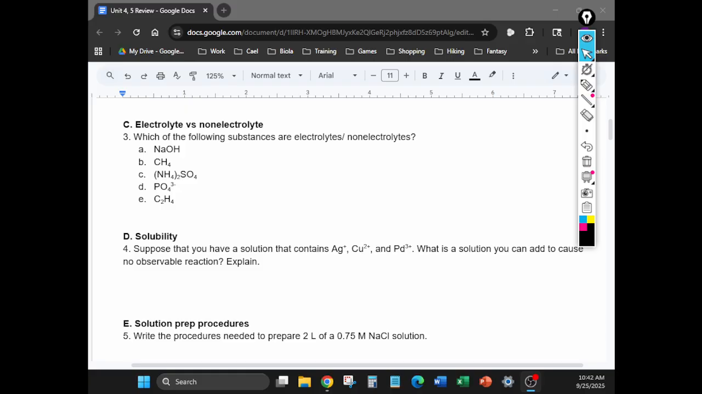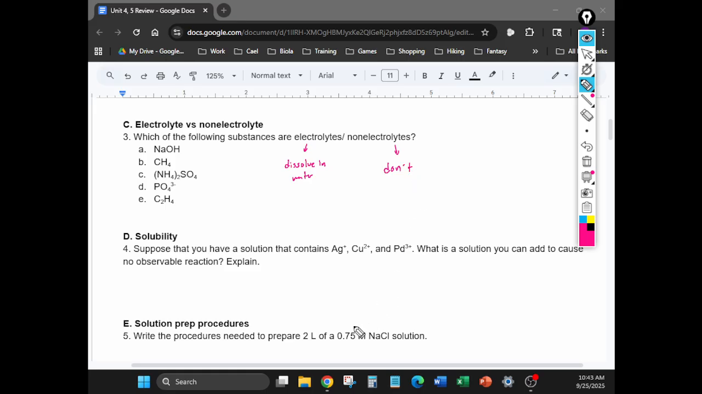Okay, guys, let's go over number 3. Number 3 is asking you which of these are electrolytes and which are non-electrolytes. It's very simple. Electrolytes are compounds that dissolve in water. Non-electrolytes are obviously the opposite. They don't dissolve in water.